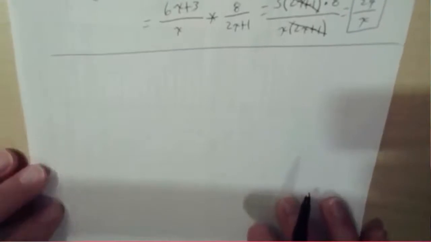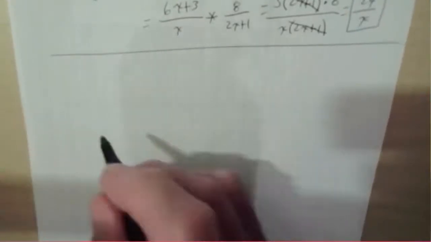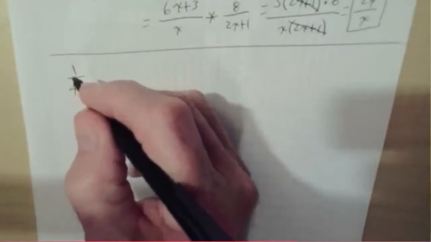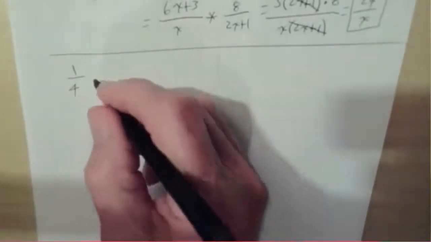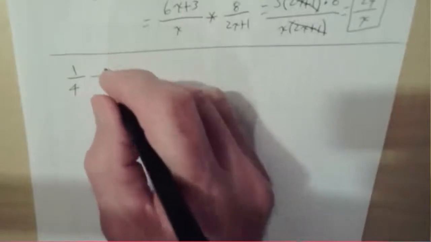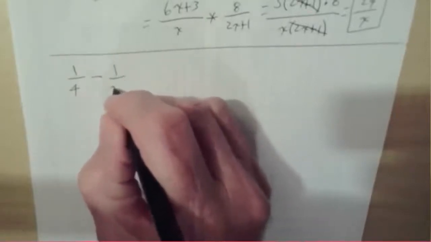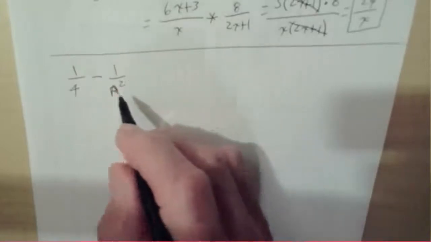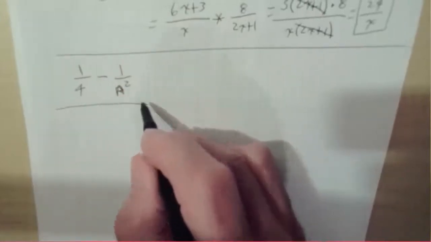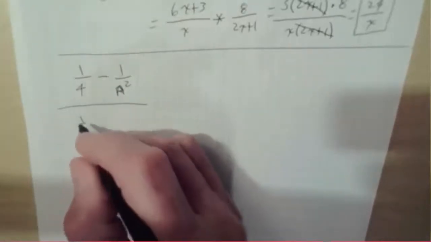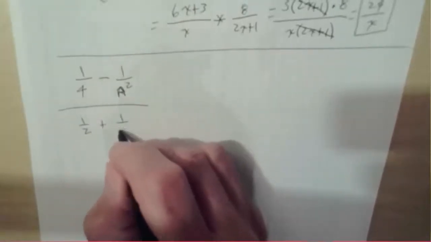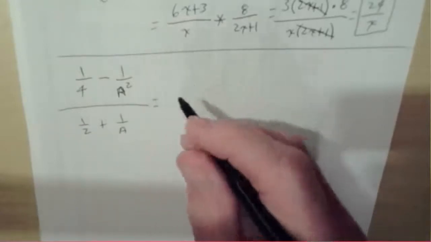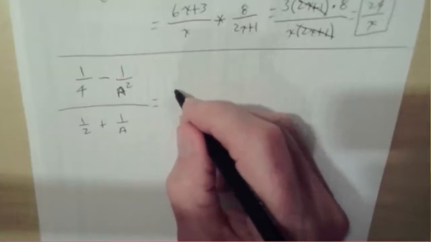All right, what do we get here? 1/4. Last one, I promise. Minus 1 over a squared, all divided by 1/2 plus 1 over a. Okay. Excuse me. So we have 1/4.